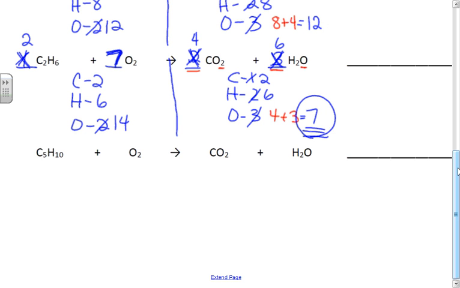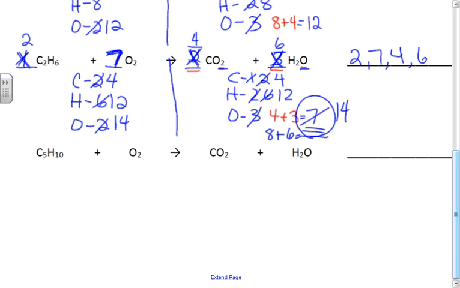And if you check and see what we have left now, carbon, we're going to have 4. Hydrogen, we're going to have 12. We already figured out the oxygen. So now on the product side, carbon, we have 4. Hydrogen, we have 12. And oxygen, we've got 8 plus 6, which is 14. And it matches. So we are going to have 2, 7, 4, 6.